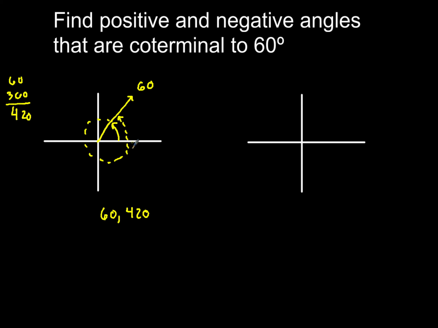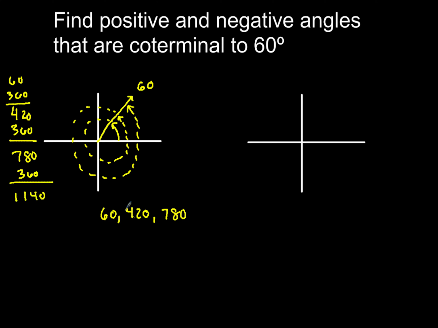But wait, maybe I wanted to keep going more. So then I go around another 360 degrees. If I add 360 to 420, then I'm at a grand total of 780 degrees. Then I would be at another spot. So 60, 420, 780, all of those are coterminal angles. And if you wanted to go around again, you could add another 360 degrees, in which case you would be at 1,140 degrees. All of those are coterminal angles to 60 degrees.